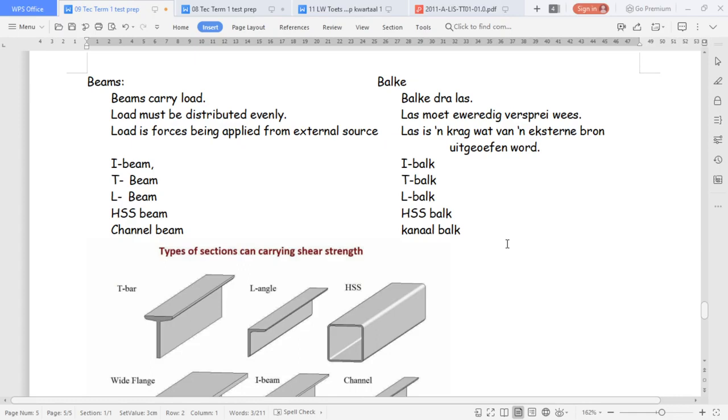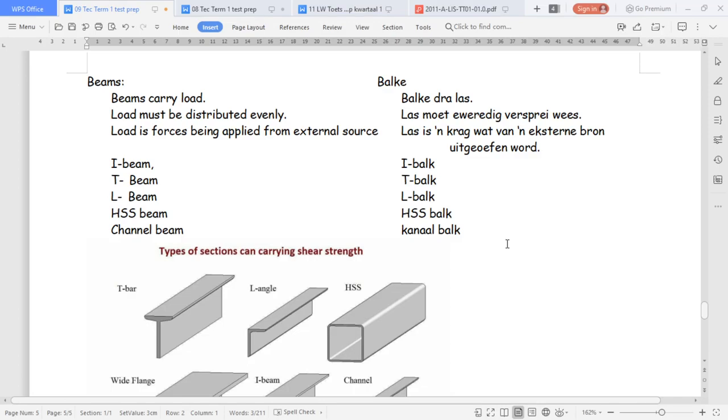swakker maak. Okay, so a load is basically a force applied from an external force, from an external source. So 'n las is 'n krag wat van 'n eksterne bron afkom. So dit is byvoorbeeld, we've got gravity that pulls things down, and we've got different forces, like we just went through all the forces, and that is, if we're building something, it's called a load. So dit is al die kragte is 'n las.